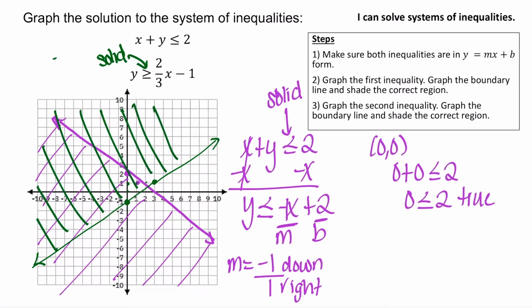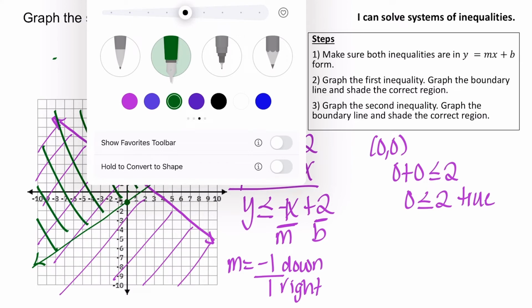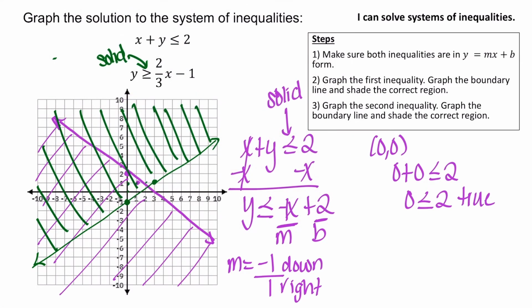And now you can see there is an overlap in the shaded regions, right? The region where the shading overlaps is what I'm going to highlight here in blue. And I'm going to shade that in more darkly because that is where I can find the solutions to my system of inequalities.